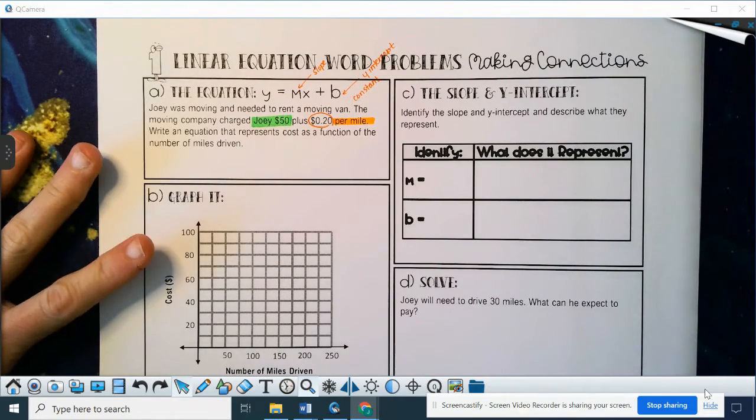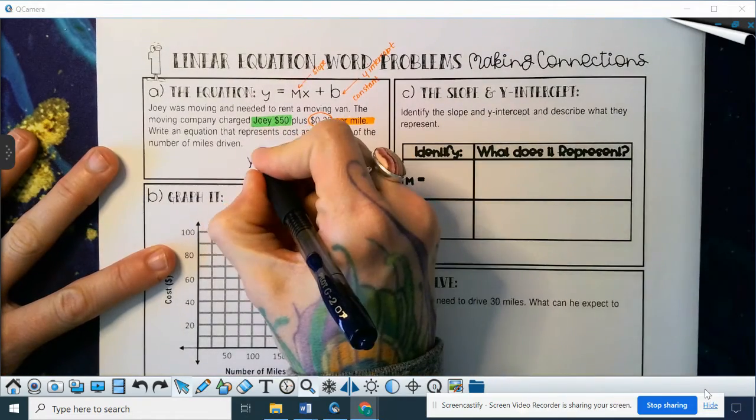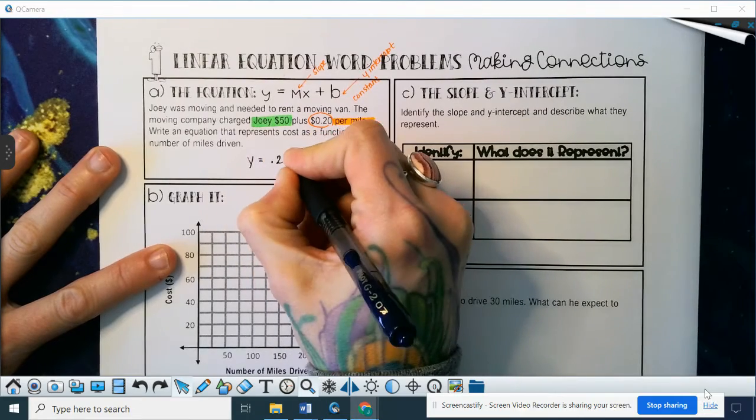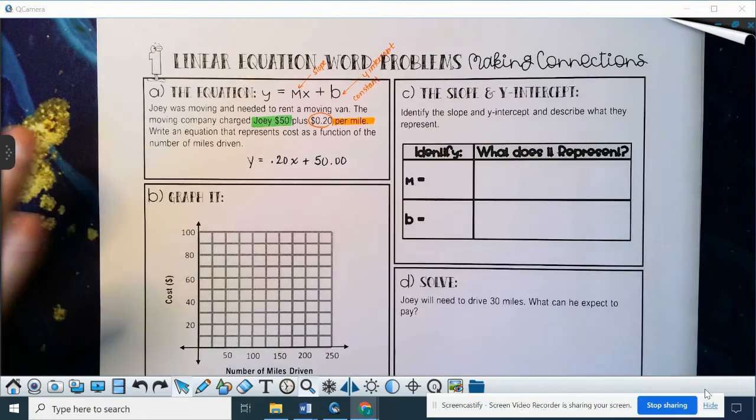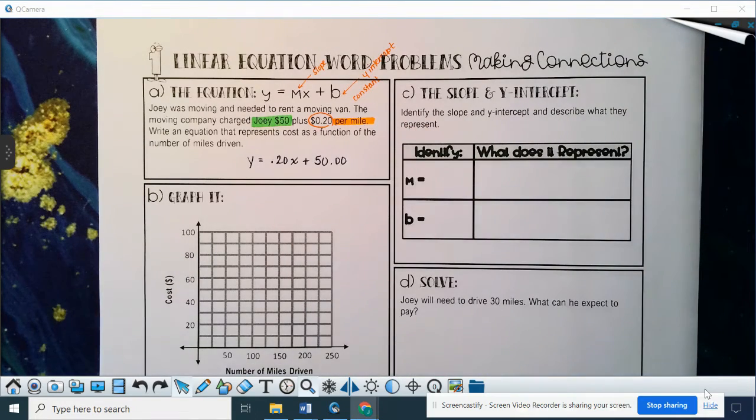So we have y equals, and our per number was 0.20x, plus he's going to pay that $50 no matter what, every single time. So that's going to be our equation. That means as soon as he walks in the door, he's going to pay that $50. Then he's going to pay 20 cents for every mile after that.